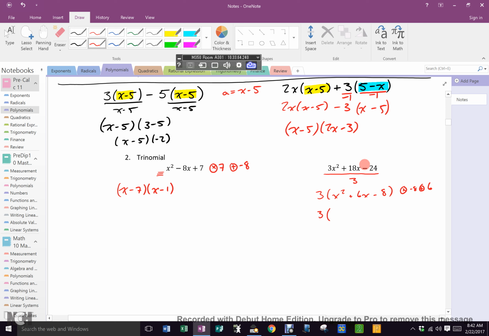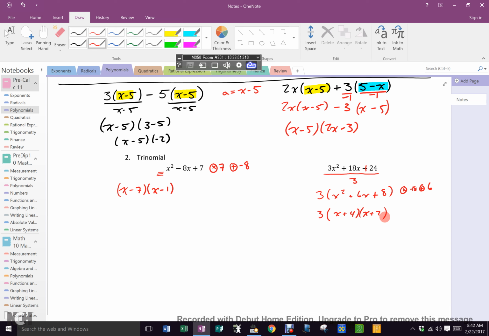But if I change this to positive 24, now does it factor? Now what is it? Now what is it, Sid, if it's positive? Now it's 4 and 2, x plus 4, x plus 2. Is everybody good with those ones?